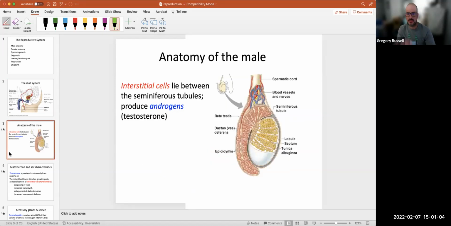Let's take a little closer look inside of the testes. As I mentioned, the testes are really just a big conglomeration of tubules. There are these seminiferous tubules in the testes that are responsible for the production of sperm. There literally are miles of these tubules in each of the 2 testes. And surrounding the testes, of course, is a really dense connective tissue called the tunica albuginea.